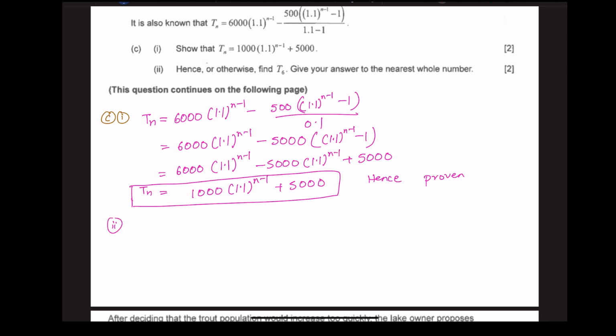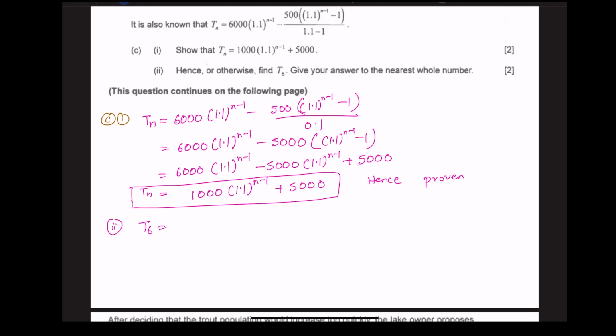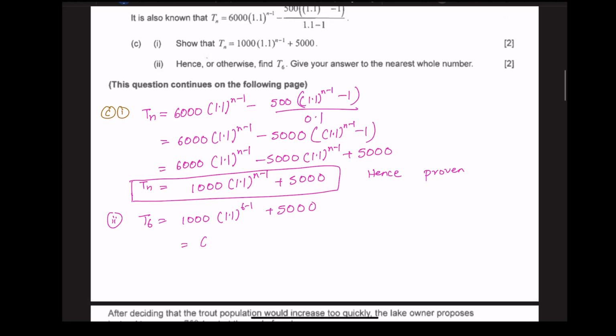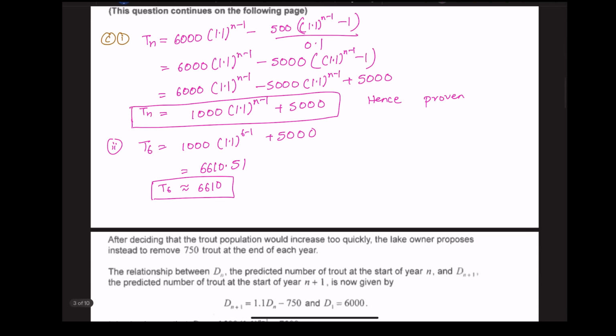Now we have to use this equation to find the value of T6. Okay, T6 will be, I'll just replace n with 6 on the right side. So 1,000 times 1.1 to the power of 6 minus 1 plus 5,000. So if I plug it in your calculator, 1.1 to the power of 5 times 1,000 plus 5,000, this will give me approximately 6610.51. So number of trouts cannot be a fraction, so we will round it down to 6610. Okay, so this is the number of trouts after 6 years.